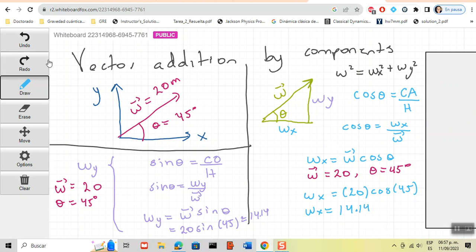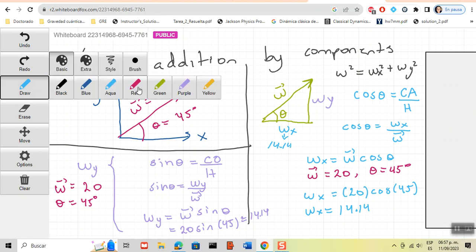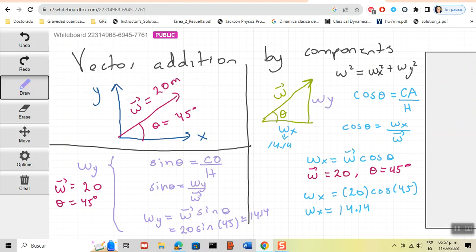So maybe this is going to help. Wx then is going to be 14.14, and then Wy is going to be 14.14. Okay? So those are going to be the two components of my vector W. And you know, it's just using basic trigonometry, okay?